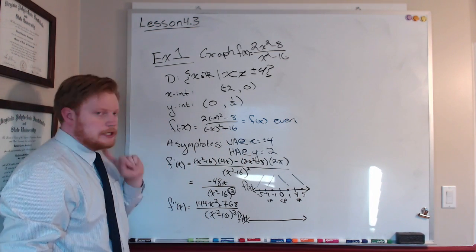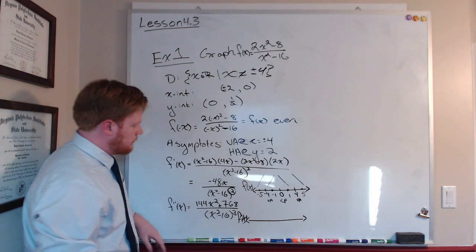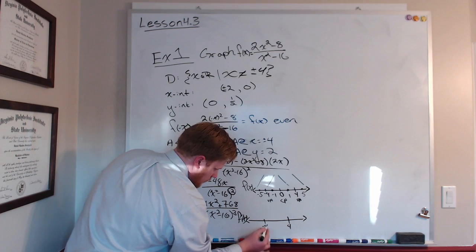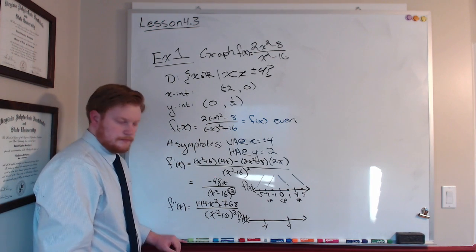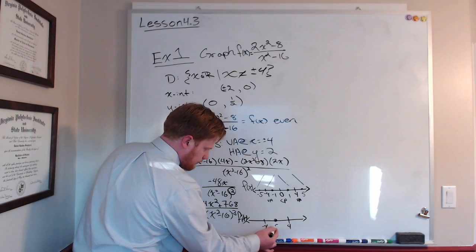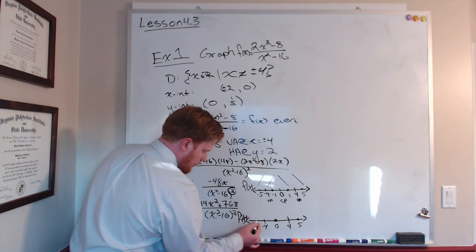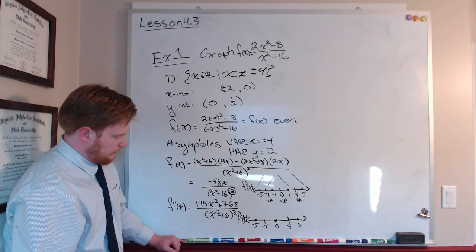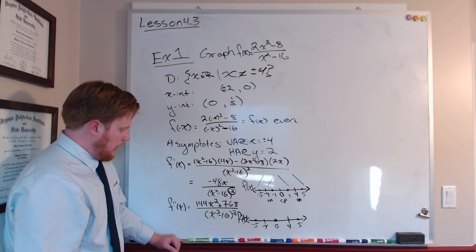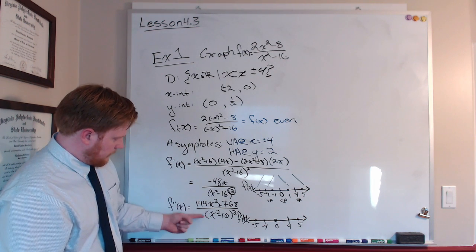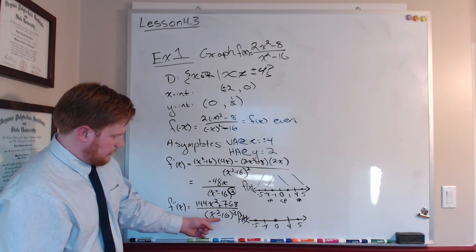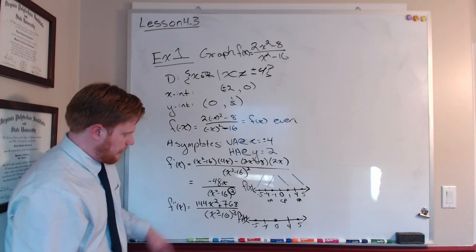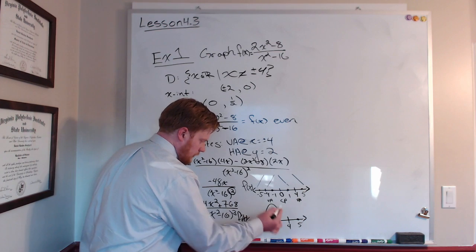However, I do need to take into account the vertical asymptotes. So still 4 and negative 4. So I'm going to try 0. I'm going to try 5, and I'm going to try negative 5. Okay. Well, when I plug in 0, the bottom is negative, and the top is positive. So I get concave down.